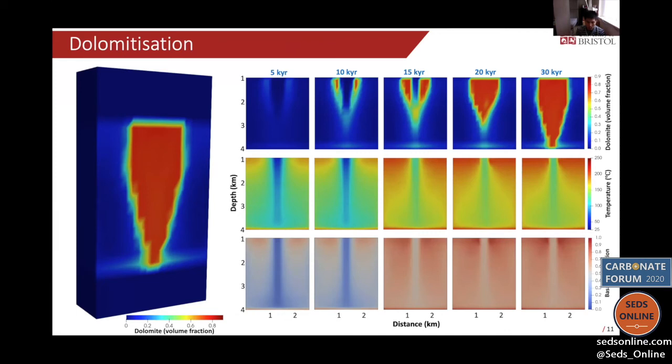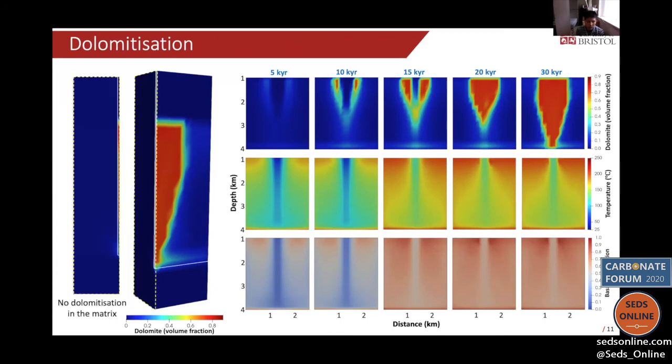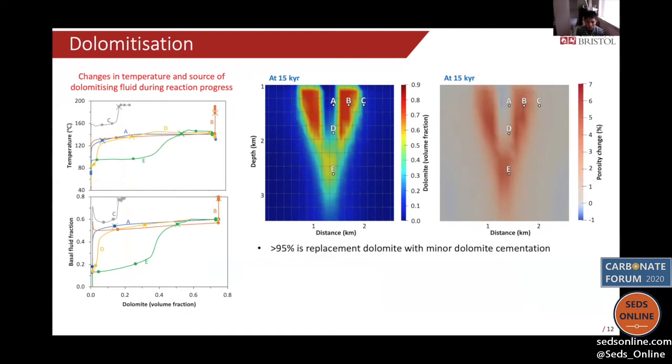The fluid flux and dolomitization are limited to the fault damage zone with minimal alteration of the low permeability matrix, as you can see on your left-hand side. Most of the dolomite formed by replacement of calcite, with a maximum of only 5% dolomite cement. Therefore, we see a pattern of dolomitization echoed by porosity here at 15,000 years.